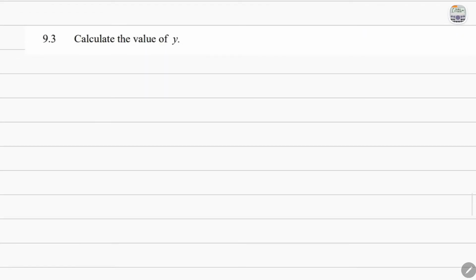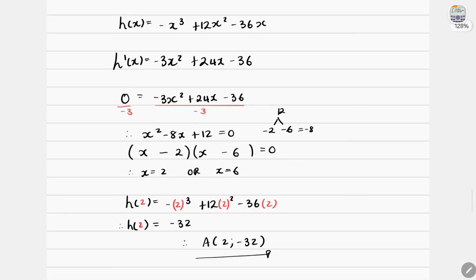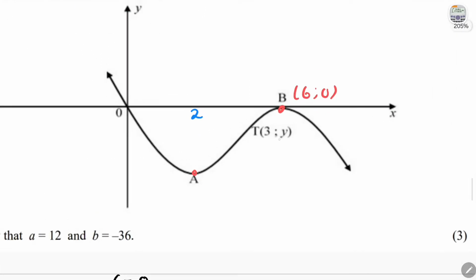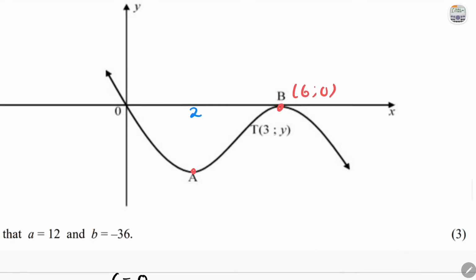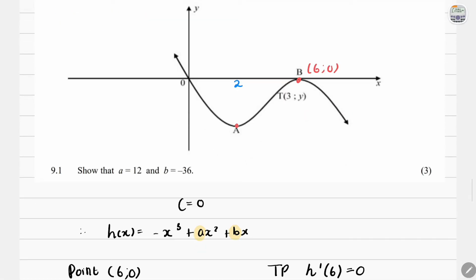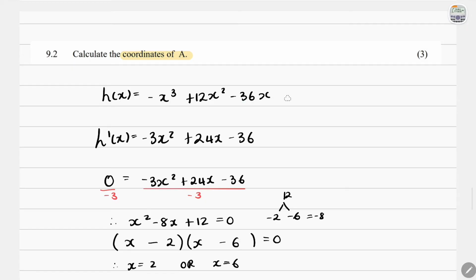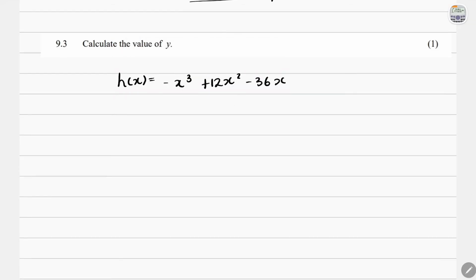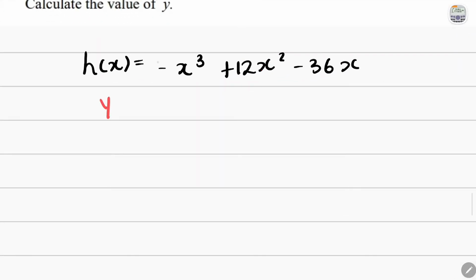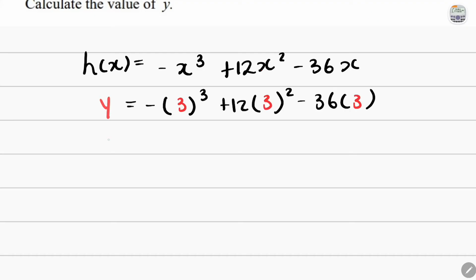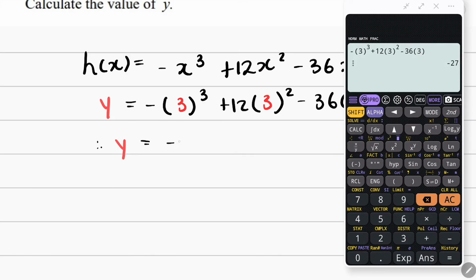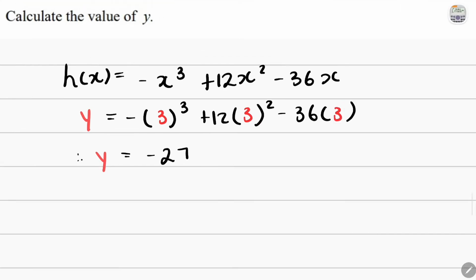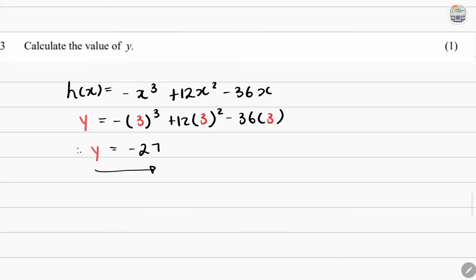Question 9.3 says, calculate the value of y. So what is y? Looking at our graph, you see that y is over here. This is where the x value on this graph is 3. So just substitute that x value to get its corresponding y value. So we'll need the equation of h again, and we're going to substitute the x value of 3. So y is equal to, and let's substitute, y is finally equal to negative 27. And that's all they asked for, the value of y. Moving on to the next question.